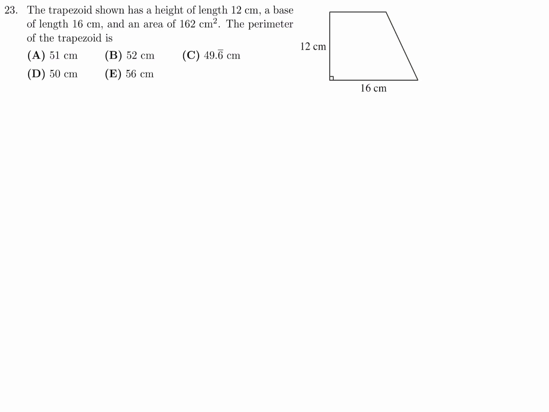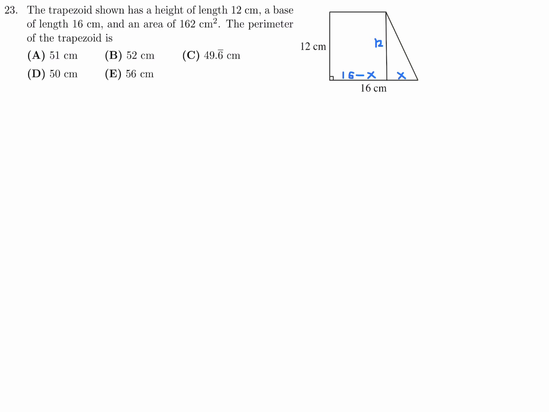The trapezoid shown has a height of length 12, a base of length 16, and an area of 162. What is the perimeter of the trapezoid? First thing I'm going to do is drop a perpendicular from that down to there, making this basically a rectangle and a triangle. This is 12, and this whole thing is 16. I'm going to label this x and this 16 minus x.